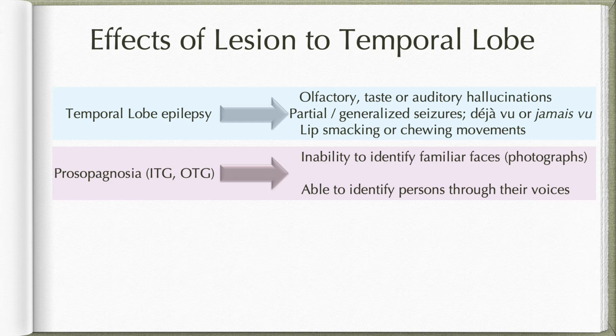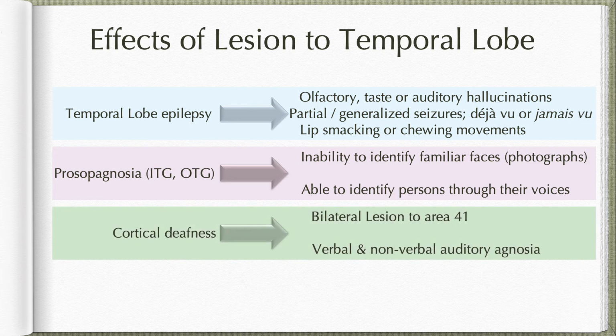So here the patient has a problem that he is unable to identify familiar faces. If you show the photographs of a person who may be closely related to him, his father, brother, mother, he doesn't identify the person from the picture. But he will be able to identify the person through their voices. So that condition of inability to identify the faces is the prosopagnosia.